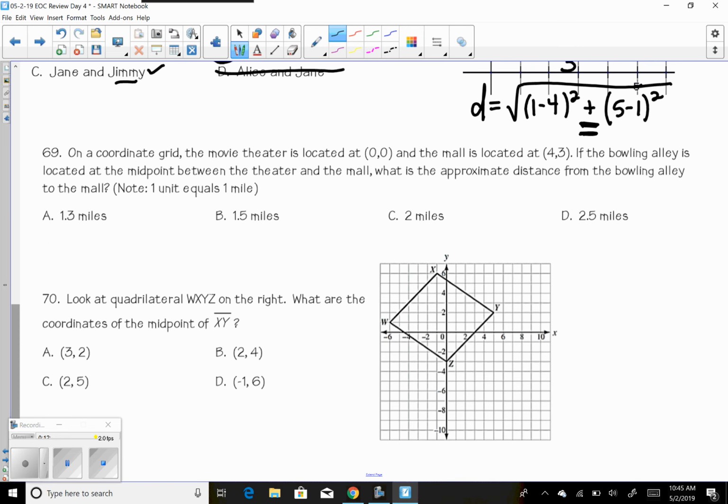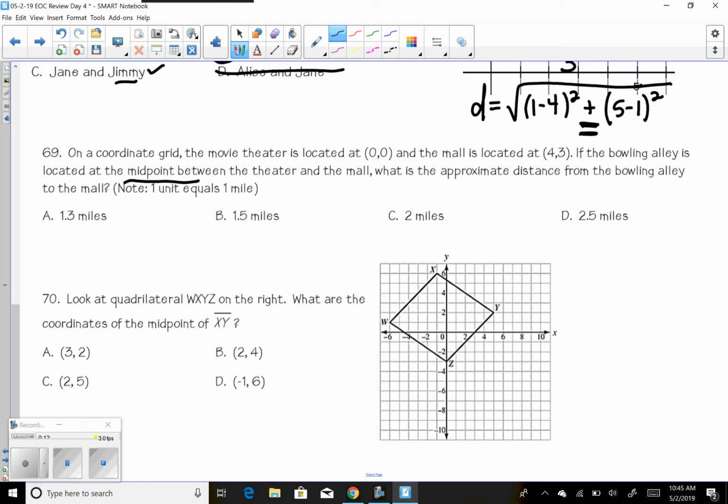69. On a coordinate grid, the movie theater is located at 0, 0. The mall is located at 4, 3. If the bowling alley is located at the midpoint between the theater and the mall, what is the approximate distance from the bowling alley to the mall?